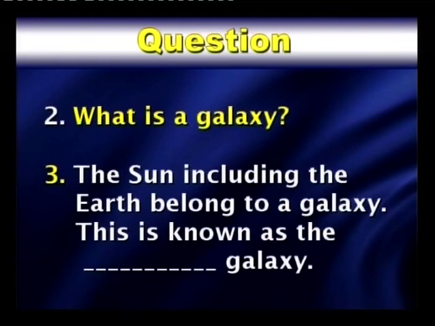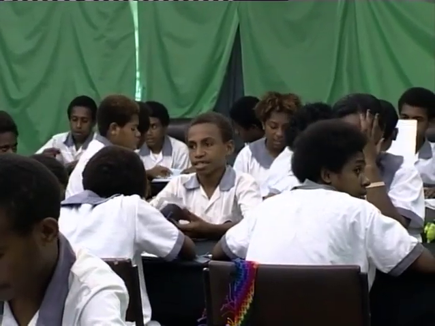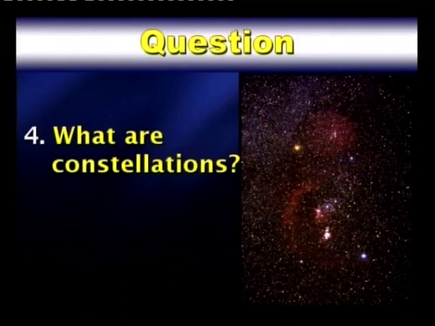Next question is a sentence to fill in the blanks. Let's read and fill in what blank it is. Class, read. The sun, including the earth, belongs to a galaxy. This is known as the... Okay. We all know that. So thank you, Michael. Milky Way galaxy is the galaxy that the earth and the sun belong to. Our next question, number 4.